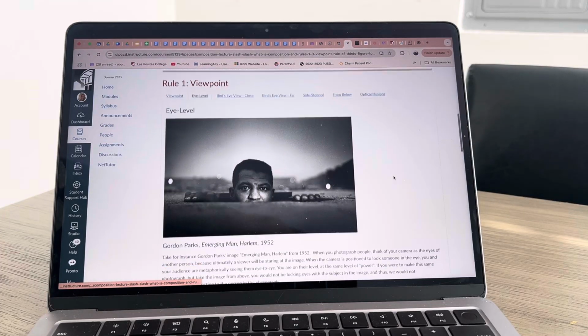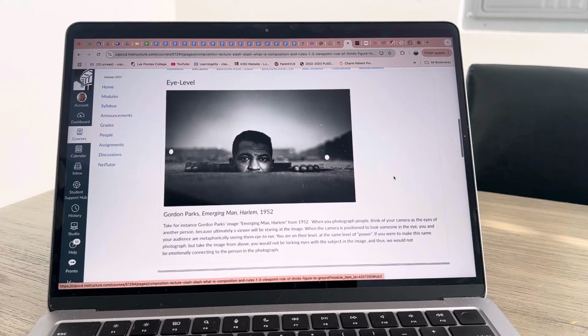So here's one at eye level. Gordon Parks, Emerging Man, Harlem, 1952. Take, for instance, Gordon Parks' image, Emerging Man, Harlem, from 1952. When you photograph people, think of your camera as an eye to another person, because ultimately the viewer will be staring at the image.